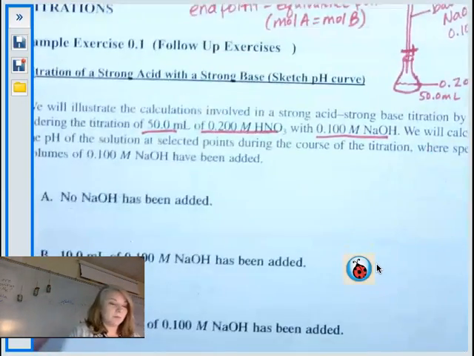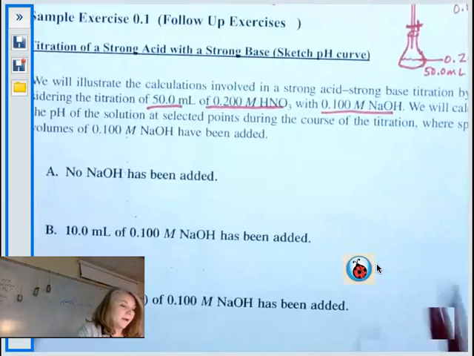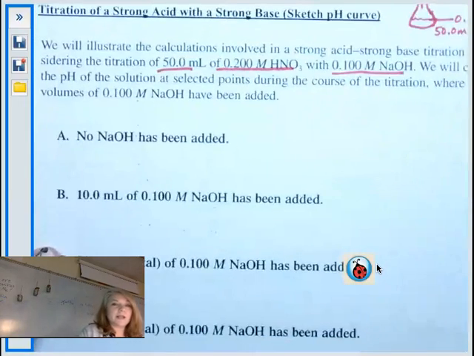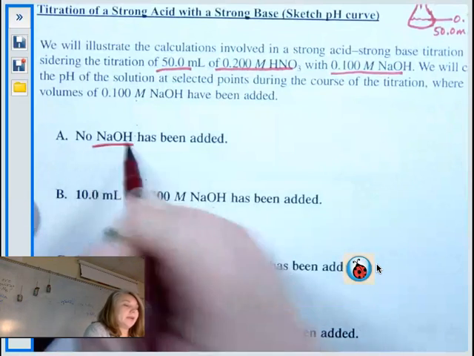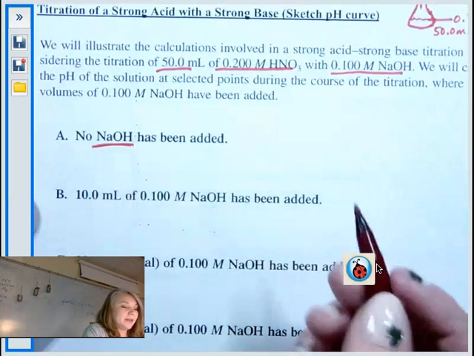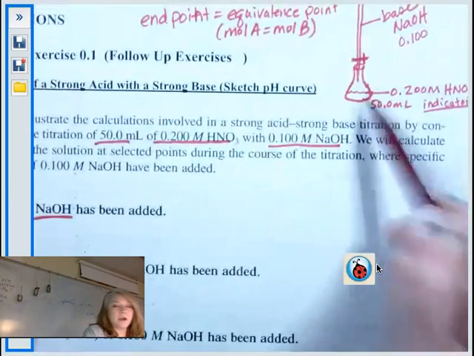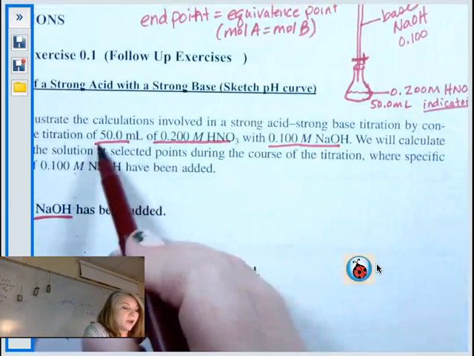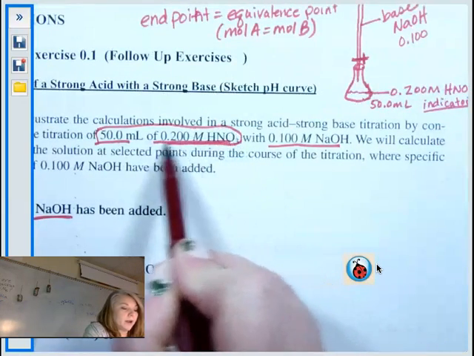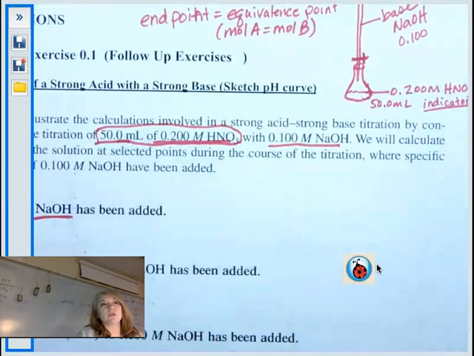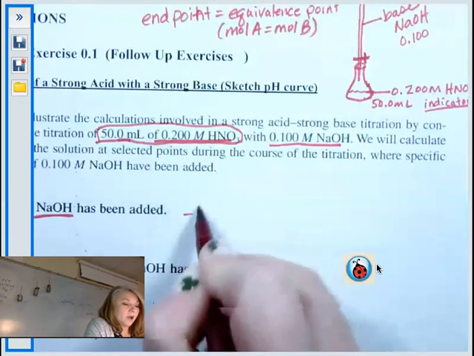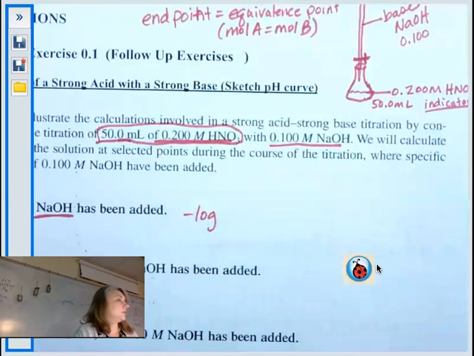So let's start off with what we've been given, and then it says in A, no sodium hydroxide has been added. Now, if you want to calculate the pH for this, you haven't added any sodium hydroxide, so we're going to put our little pH probe down into our Erlenmeyer flask, and we're measuring the pH of this solution, right? That's a strong solution. Do we need a Ka for that? No. We just simply need to take the negative log of the concentration. Okay? So none has been added. Take the negative log of the concentration of the acid, because that's all that's in the flask.